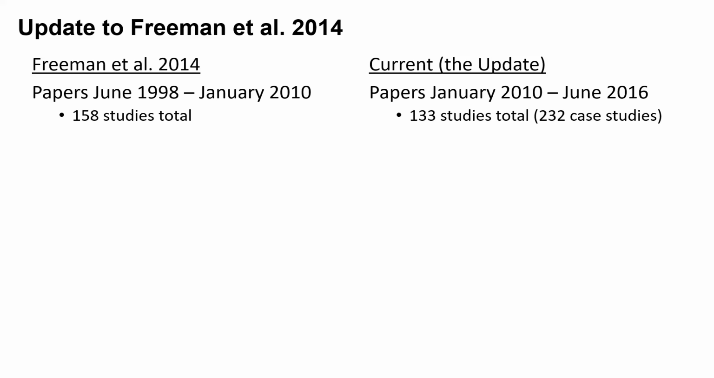And I will say, if there's one paper worth knowing about in the active learning literature, it's probably this Freeman paper. It's been cited, even just in the last 10 years, thousands of times. And so the Freeman paper coded papers from 1998 to 2010, they had a total of 158 studies. We picked up where they left off, so 2010 to 2016, we have 133 studies or 232 case studies.